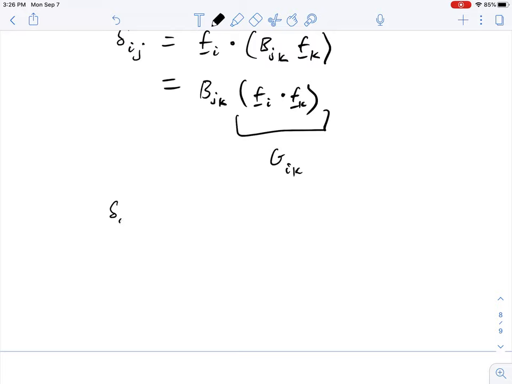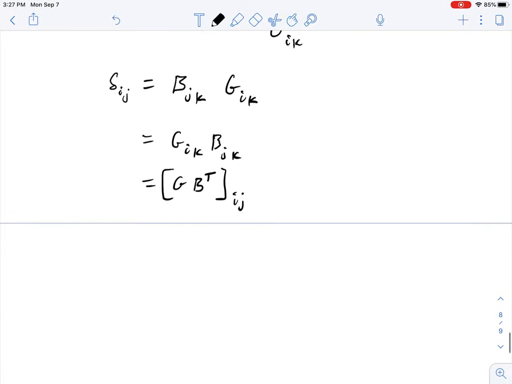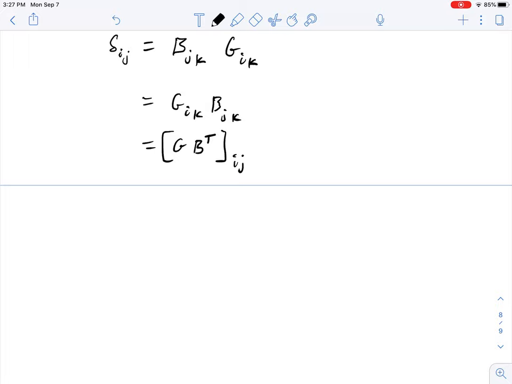At any rate, delta ij is equal to B_jk G_ik. We can change the order of that. It doesn't matter, since the indices are what make the matrix row ordering, and not the order of the terms in this expression. So that is equal to G_ik B_jk. We see in matrix form that this is equal to G B transpose, the ijth element of it. So B has to be equal to G inverse transpose.